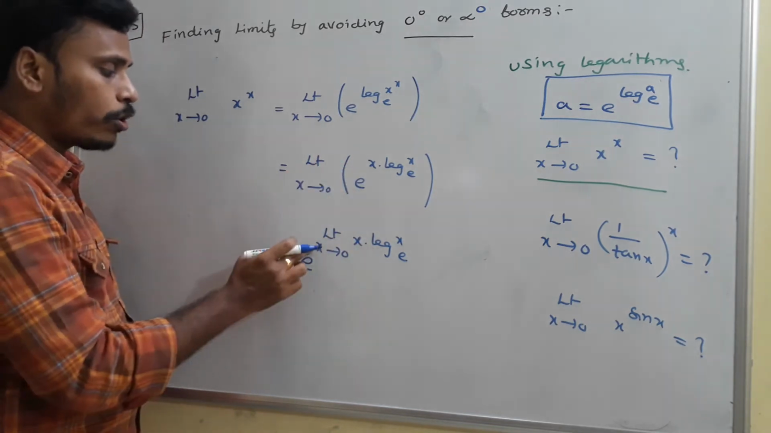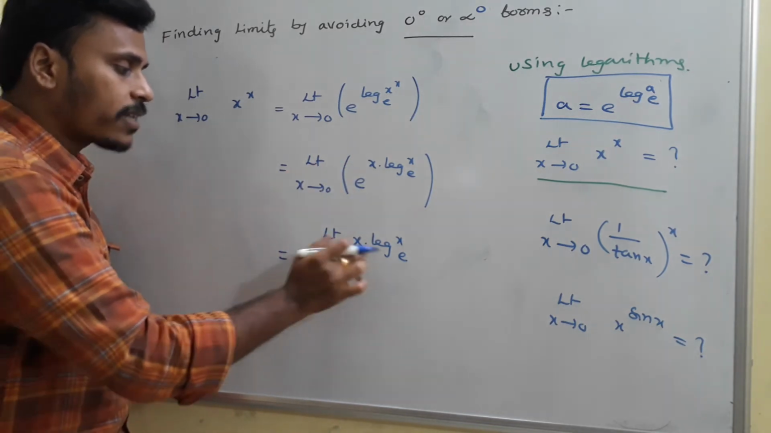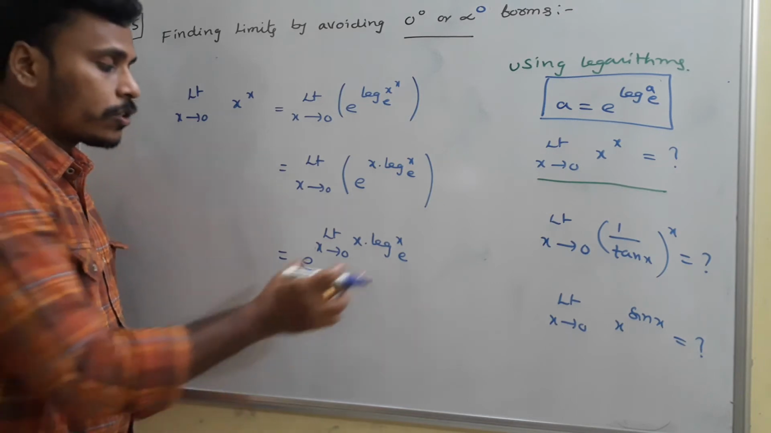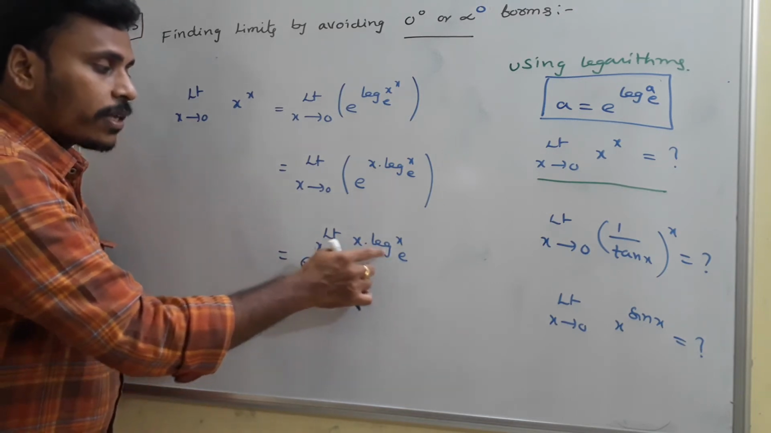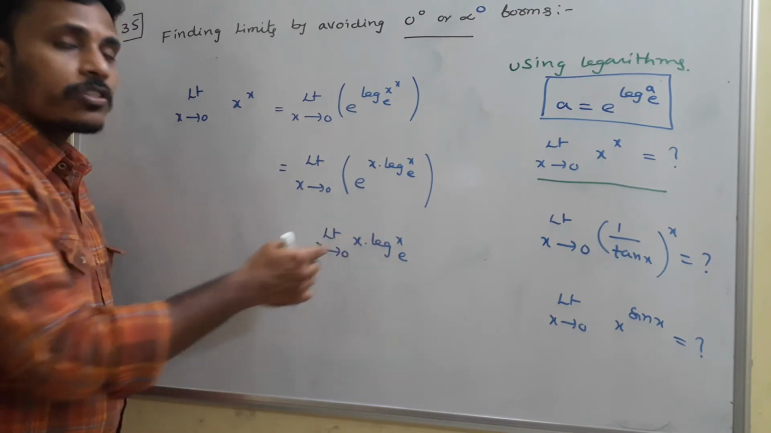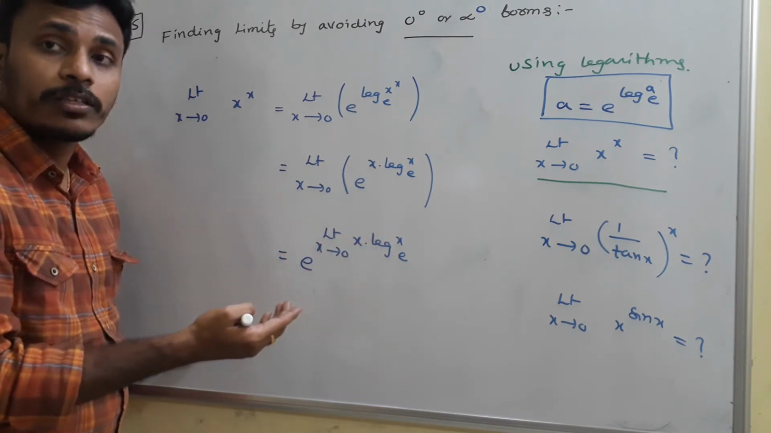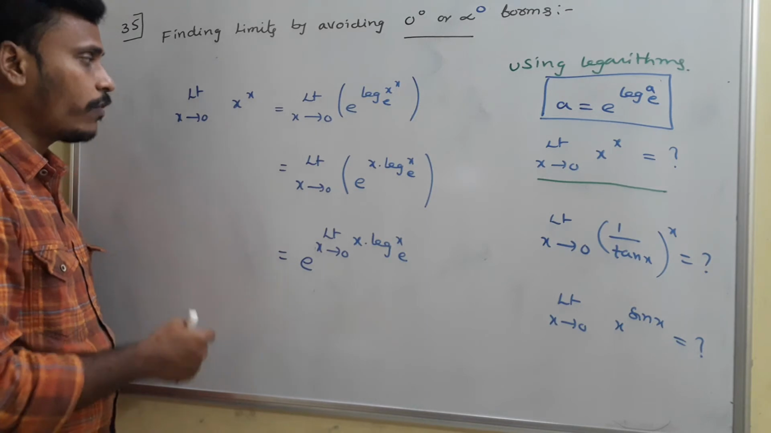Now what to say about that limit x tends to 0 x into log x base e value? So here you need to find out the limit. When you directly replace x with 0, this is 0 and log 0 is not defined. Then how to solve this particular situation? Just observe it once again.